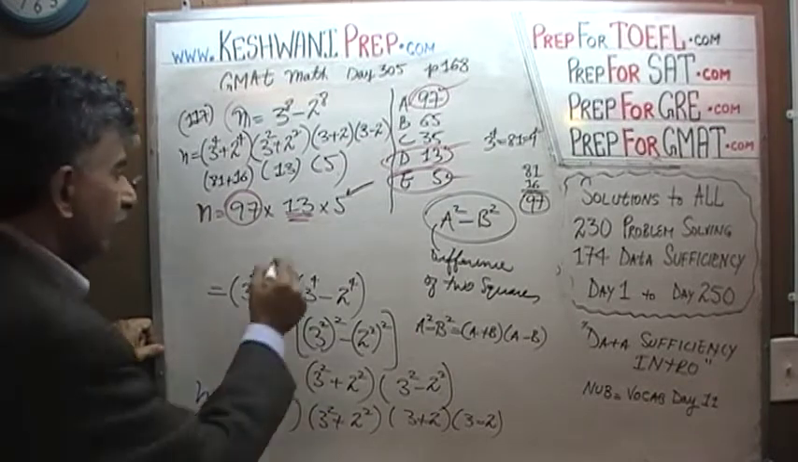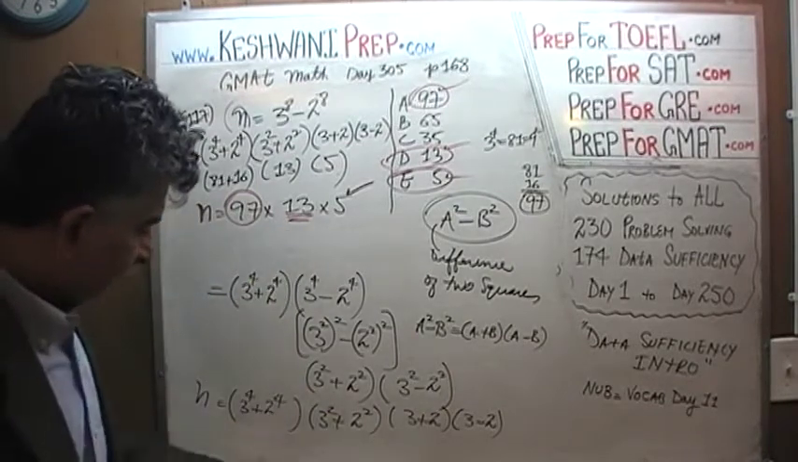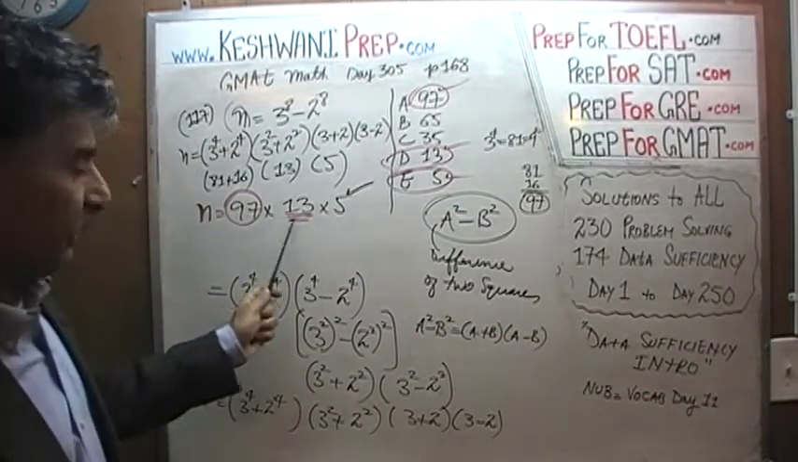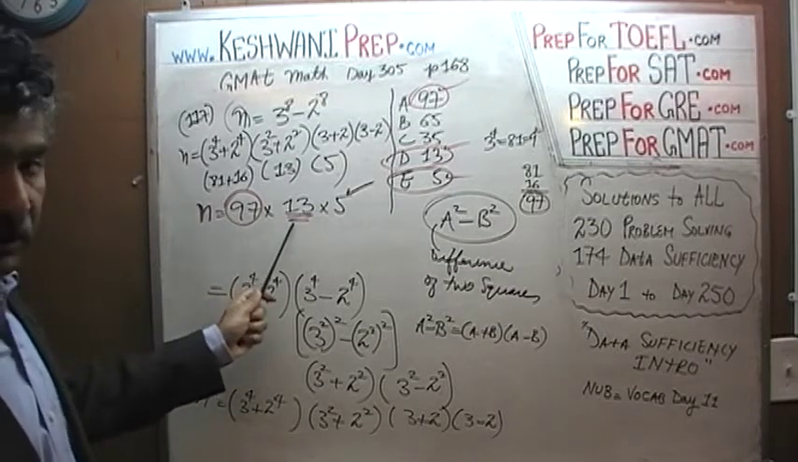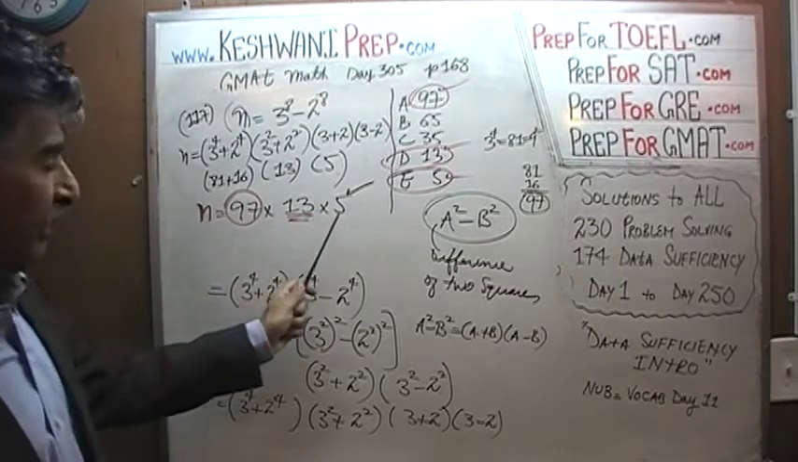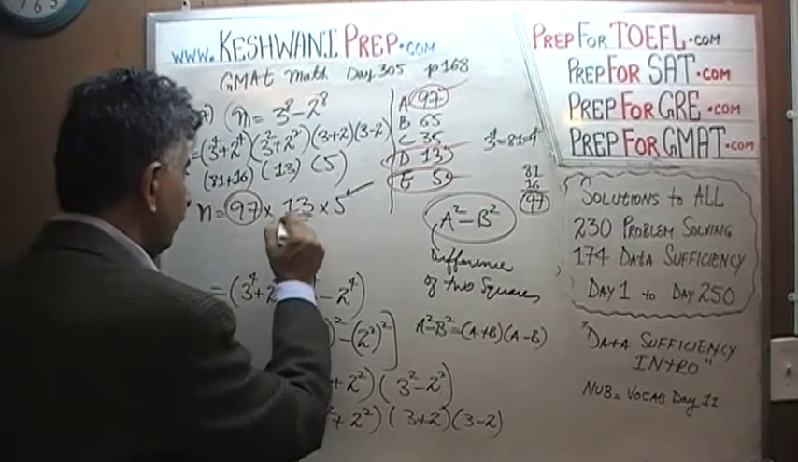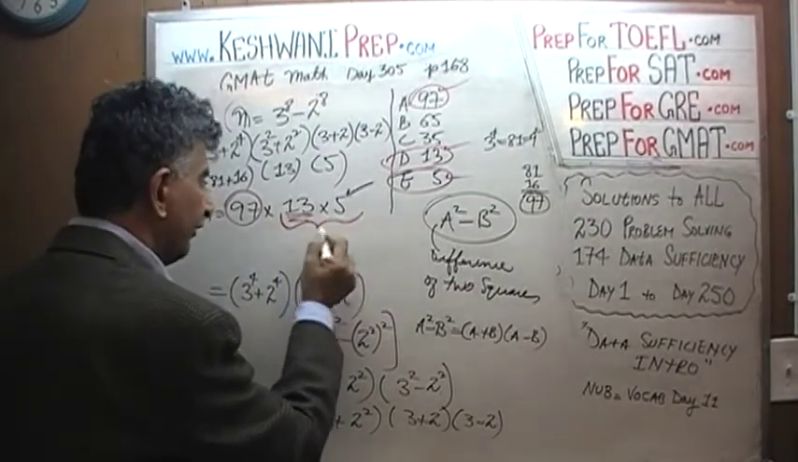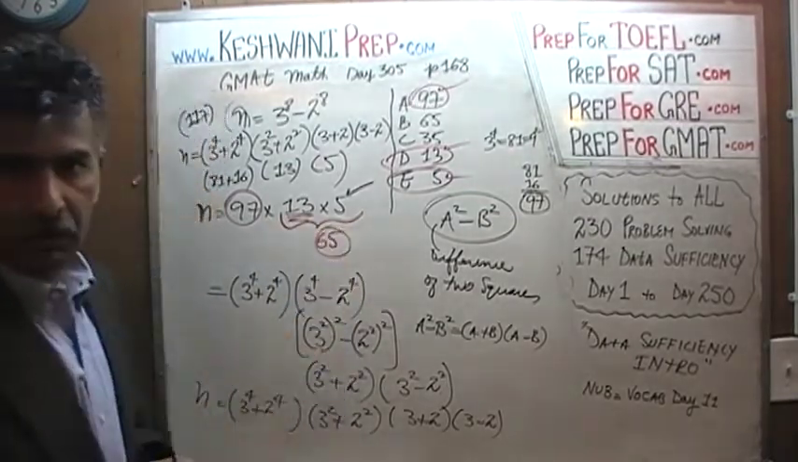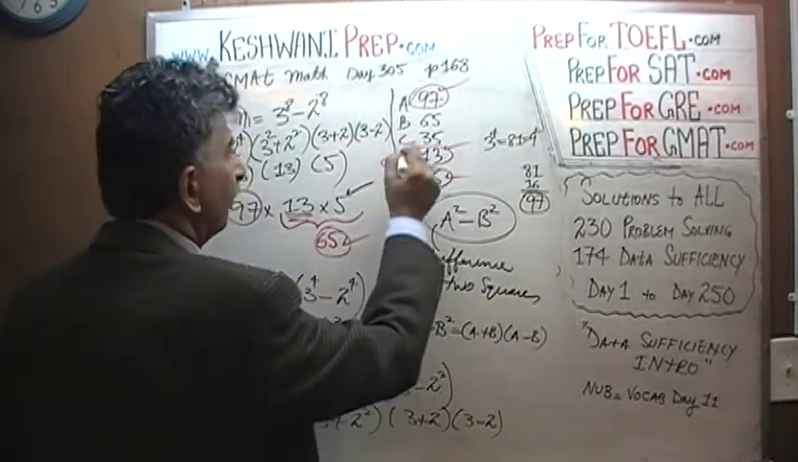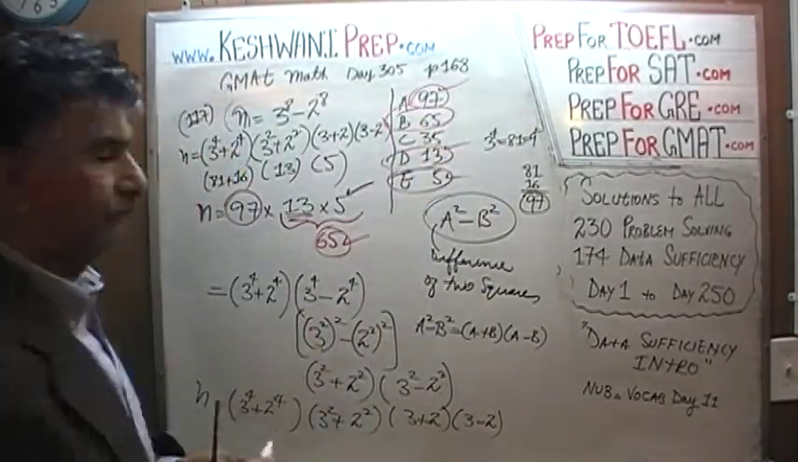And finally, if 13 is a factor of n, if n can be divided evenly by 13, and if n can be divided evenly by 5, then n must also be divisible by 13 times 5, which is 65. Which means 65 is also a factor of n.